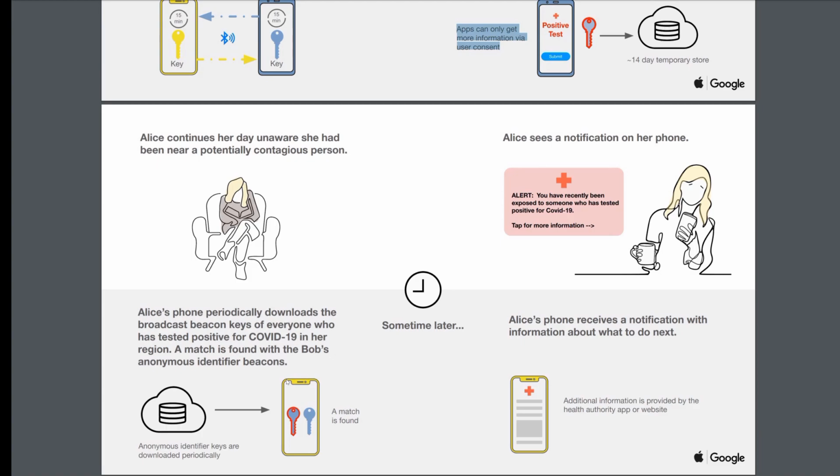Now that we have got this match, the application will then go ahead and give Alice an alert via a notification on her phone that will say, "You've recently been exposed to someone who has tested positive for COVID-19."